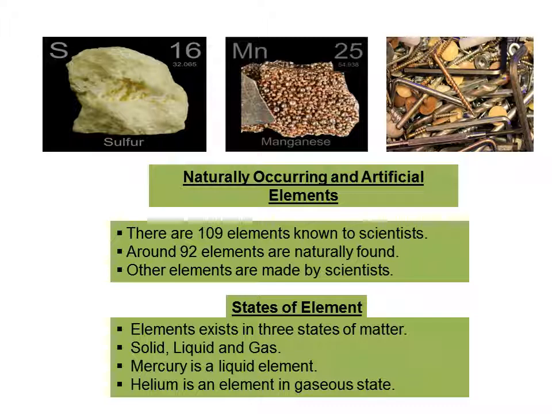All the physical and chemical properties of mercury represent that mercury is a metal, but it is not in the solid state. At ordinary temperature, mercury exists in liquid state. Therefore it is called a liquid element. Helium is a noble gas, an inert gas, that is found in the gaseous state. So these are the three states of the elements: solid, liquid and gas.